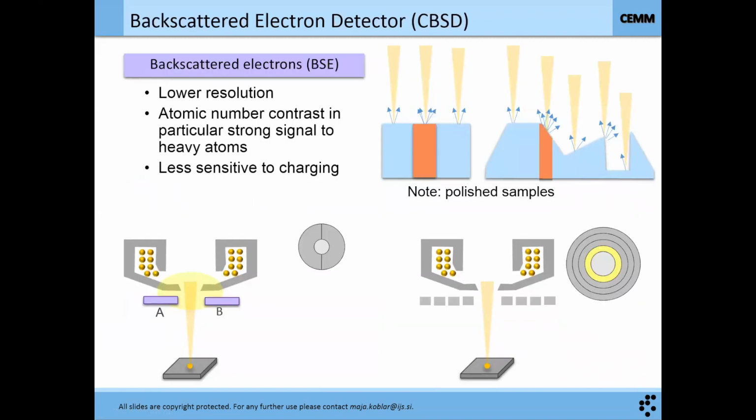The backscatter detector has a lower resolution and it's less sensitive to charging, but it can give you an atomic number contrast.